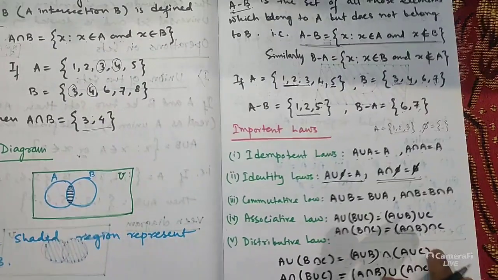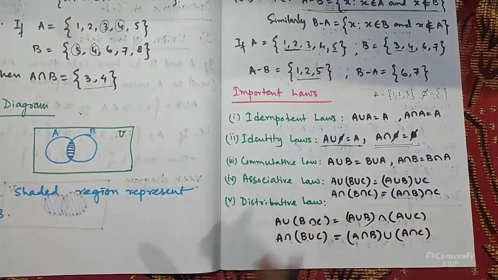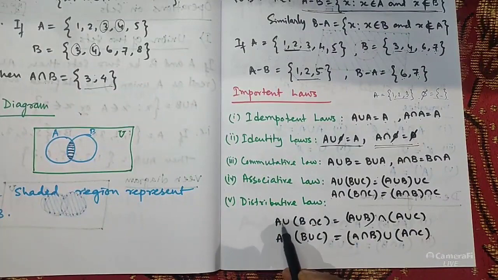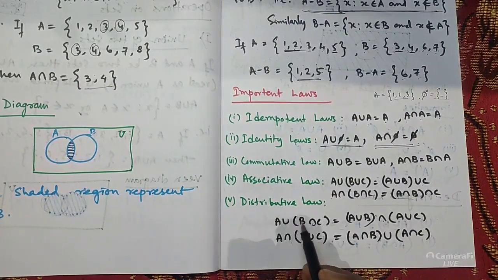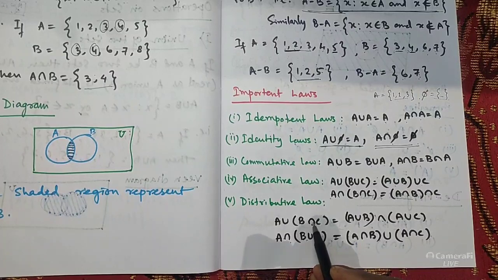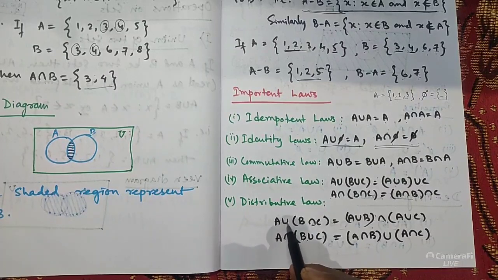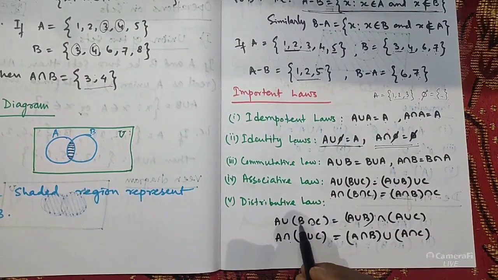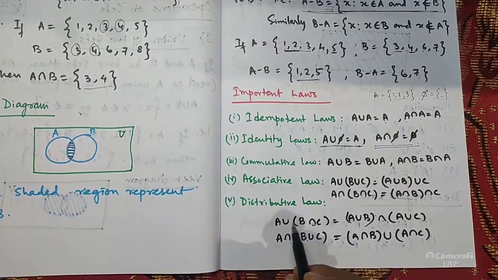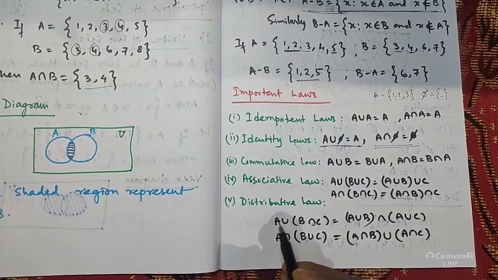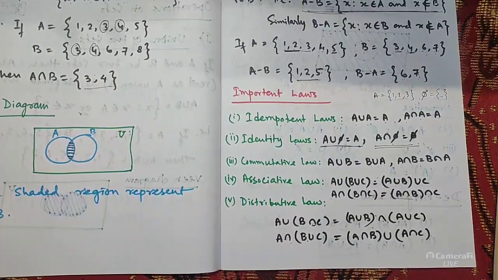Next one is distributive law. Here in the distributive law, I have taken the set A union B intersection C. Now here union will be distributed among set B and set C. So A union B intersection C means A union B intersection A union C. It will be clear with the example.